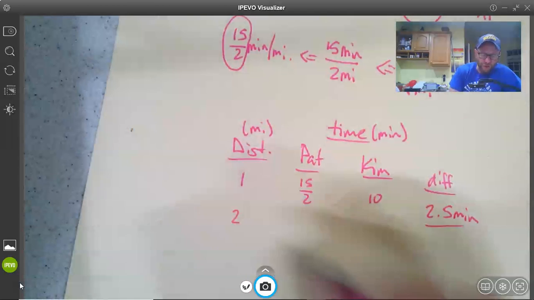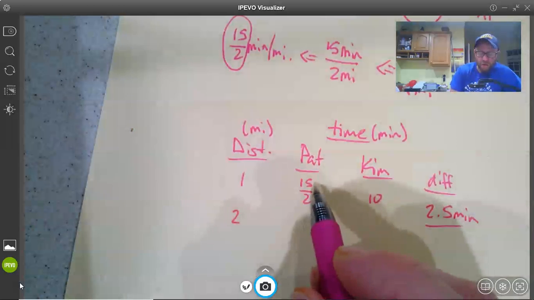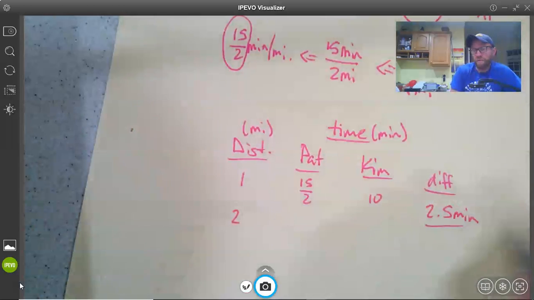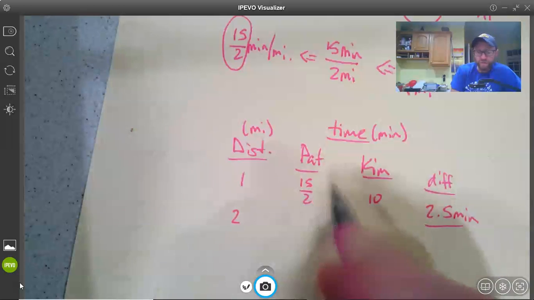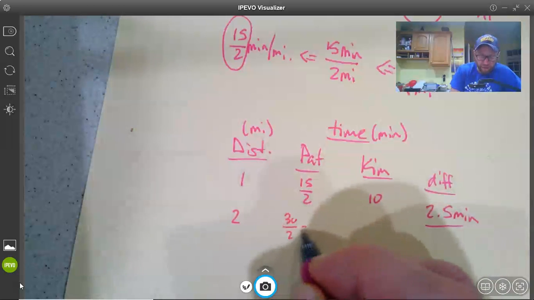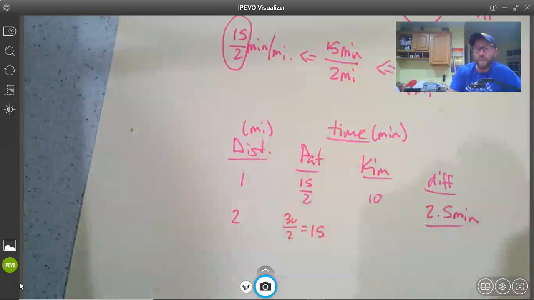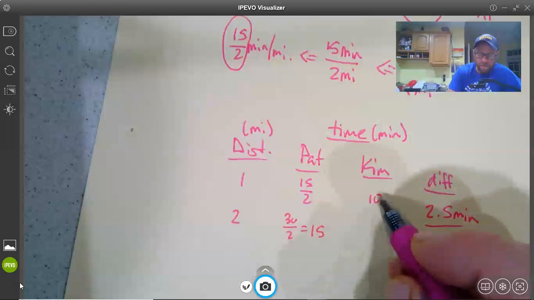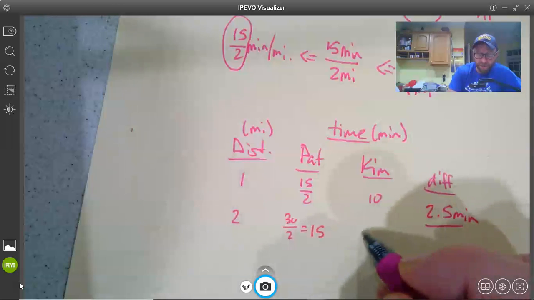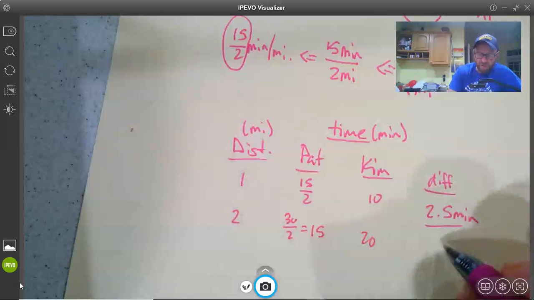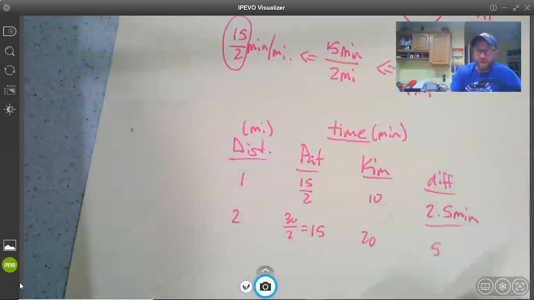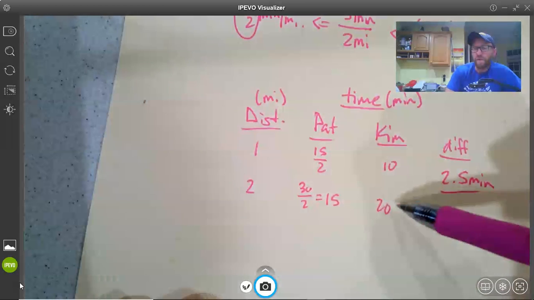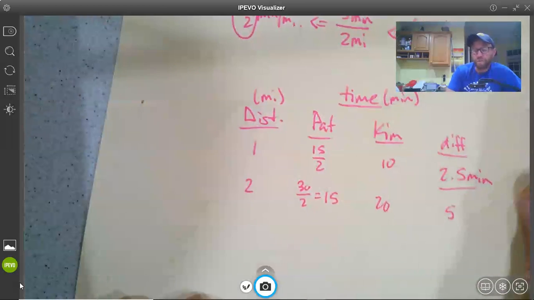Okay, so let's do 2 miles. All right, so at 2 miles, 15 halves times 2. All right, we're doubling the distance, so it doubles the time. That's 30 halves, and 30 halves is really 15. And Kim has doubling her time, gives us 20. And the difference between 15 and 20 is 5. Right? And notice here, we doubled our distance, doubled everyone's times, and the difference doubles too.